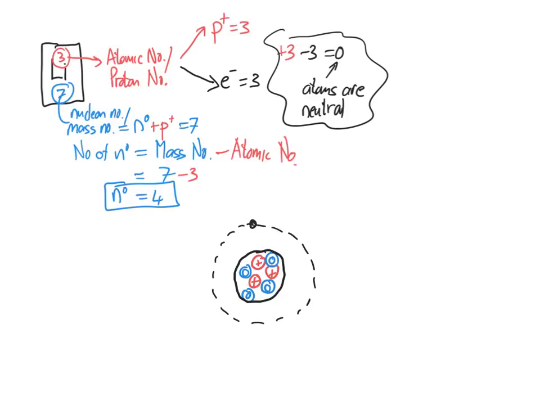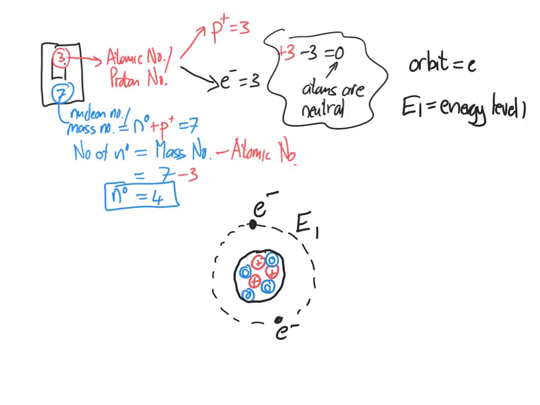So we put in 1 electron, we put in a 2nd electron, and we would like to put in a 3rd electron, but now there is a law that comes from quantum mechanics which states that the first orbit, which we refer to as E1, now E1 is energy level 1. So an orbit and an energy level are the same thing at this stage.